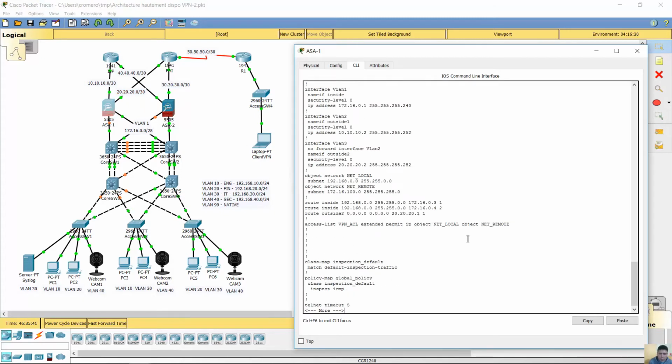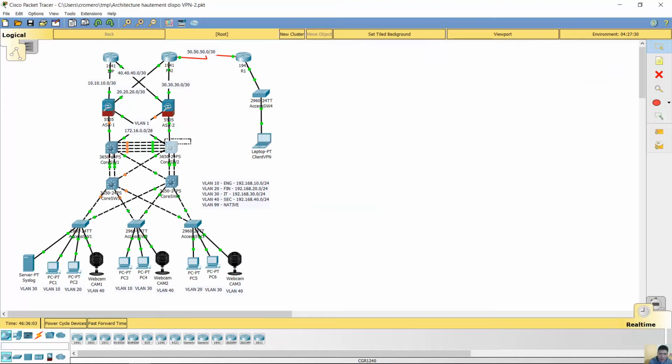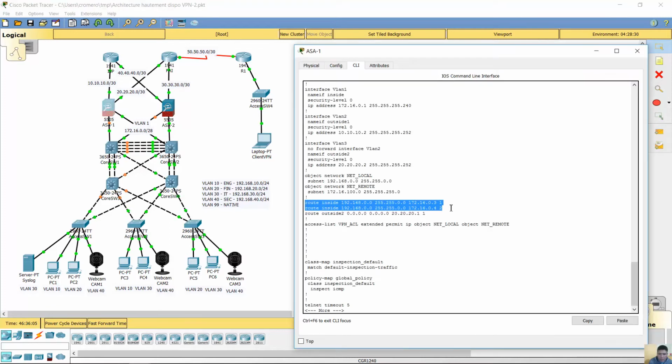And the static routes: two routes to reach the LAN network, the local area network. There are two static routes because there are two gateways. Okay, and only one route to reach the internet, to reach the branch, to reach the client.